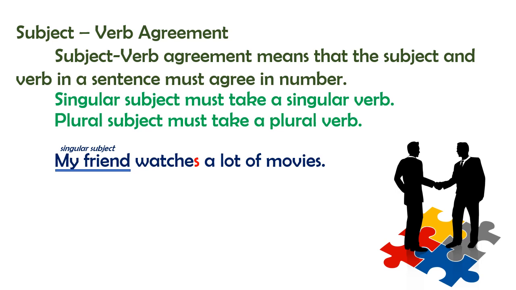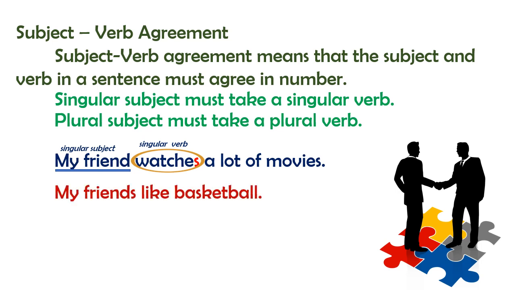Now the singular subject takes the singular verb watches. Remember, a singular verb ends with s, watches. My friends like basketball. Here the subject is my friends. It is a plural subject. So it should take a plural verb. That means a verb without an s. Like.